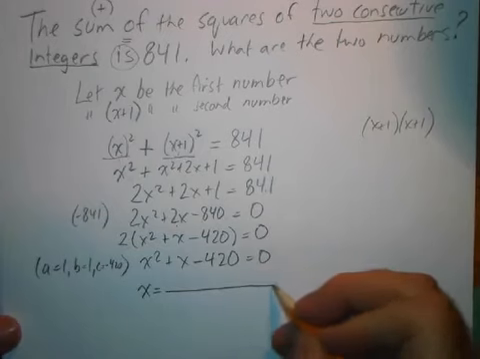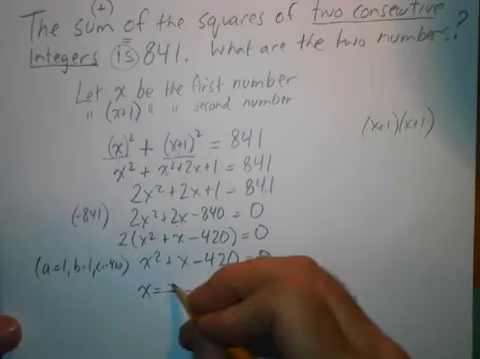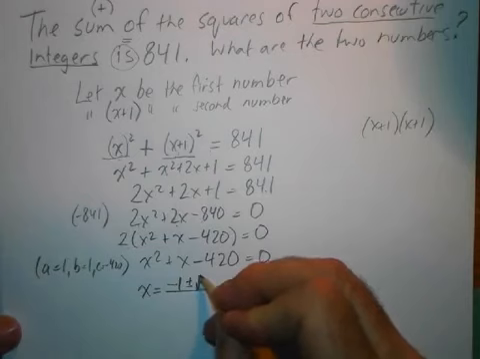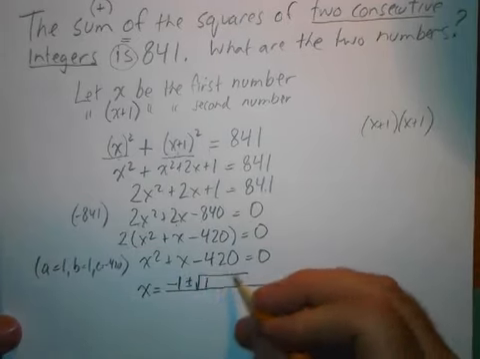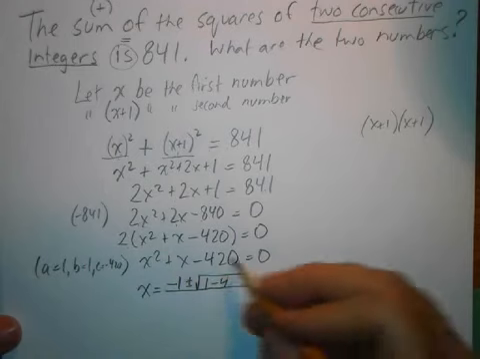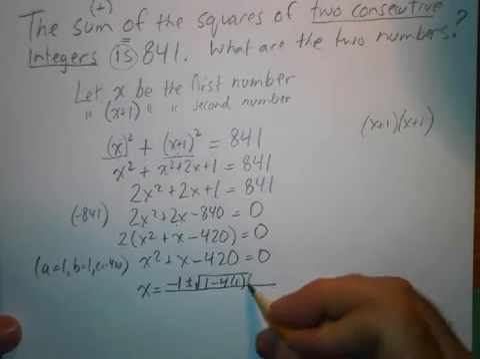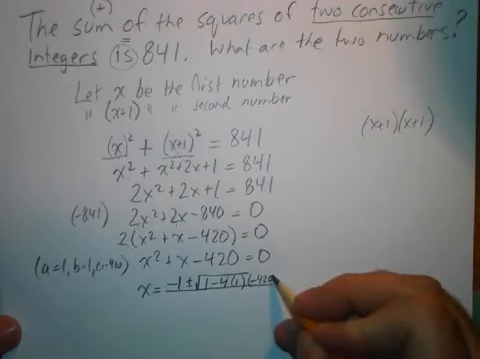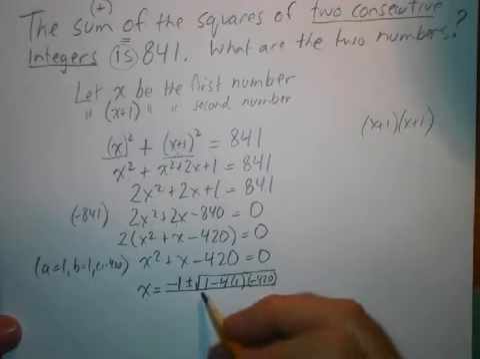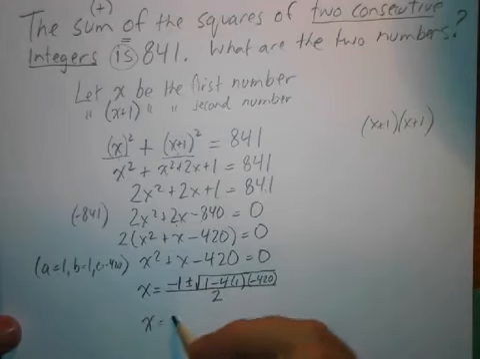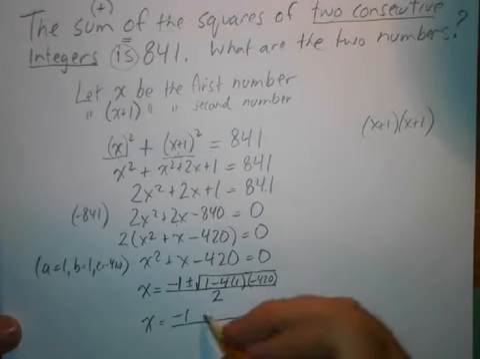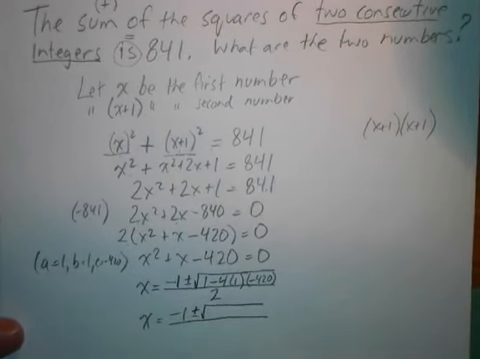So that's going to be x equals negative b plus or minus the square root of b squared. So b squared is 1 squared, which is just 1, minus 4a, which is 1, and c, which is negative 420. And that's all over 2a, which is just 2. Okay, so let's figure out what's inside here.